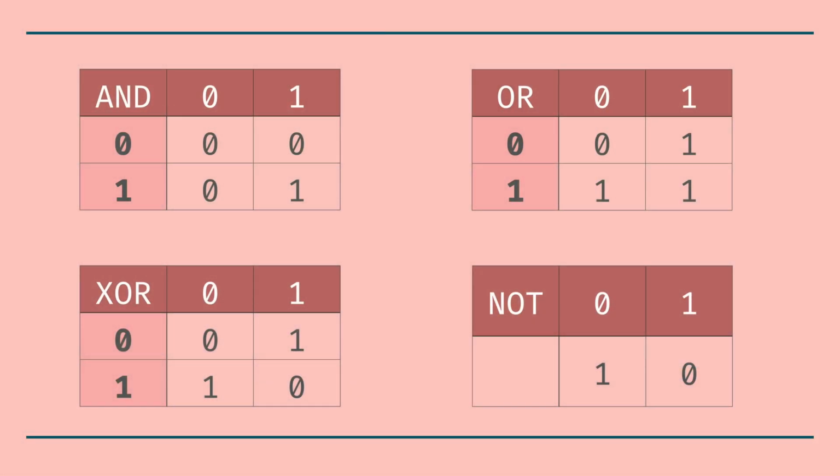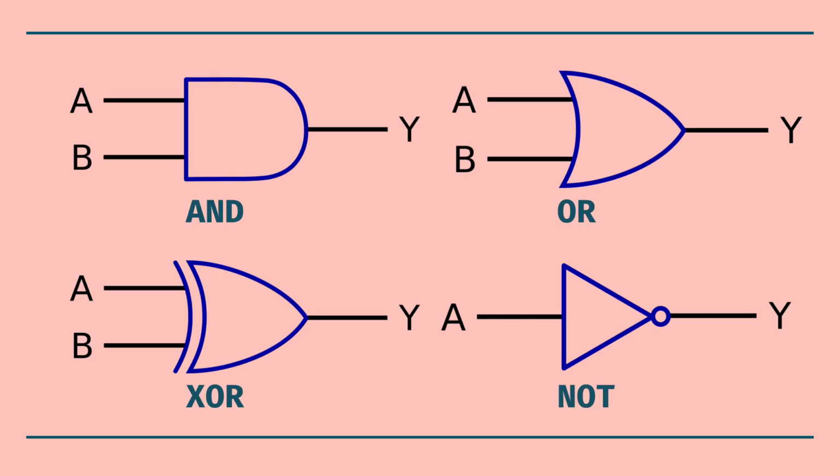One special note here, you can see that the NOT gate only has one input, and so it doesn't have anything in the first column. And these are the schematic symbols for each of these gates. If you watched my video on the old Apple II game, Rocky's Boots, you might recognize them.